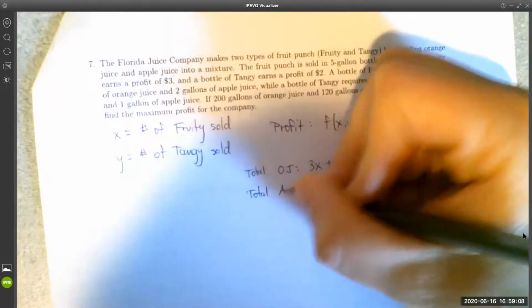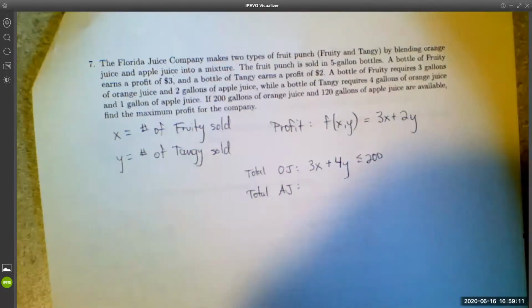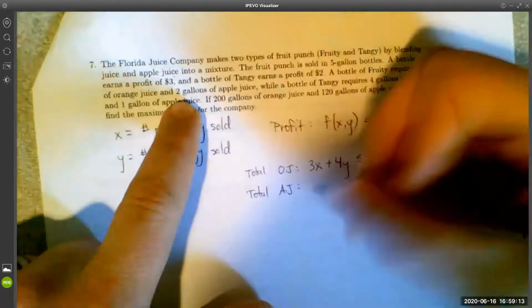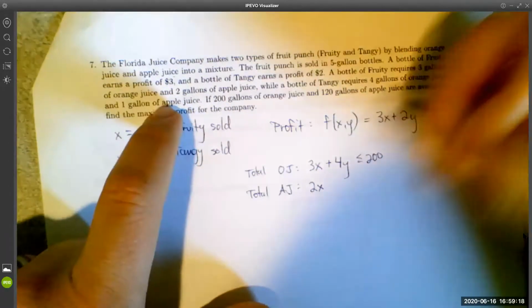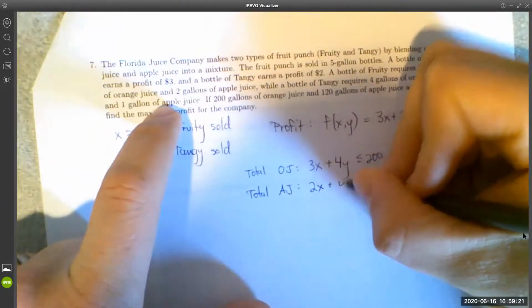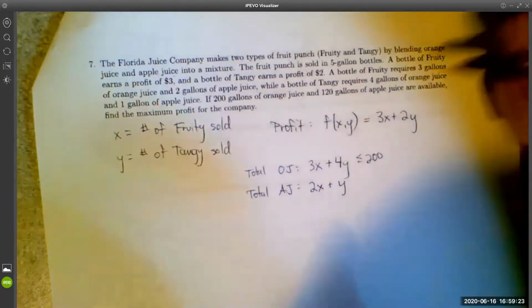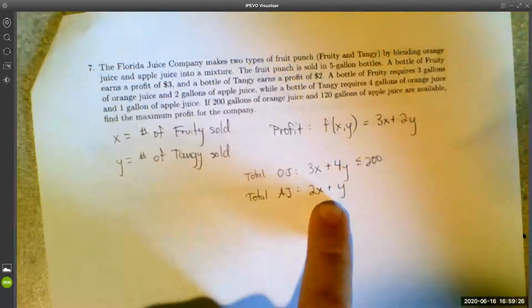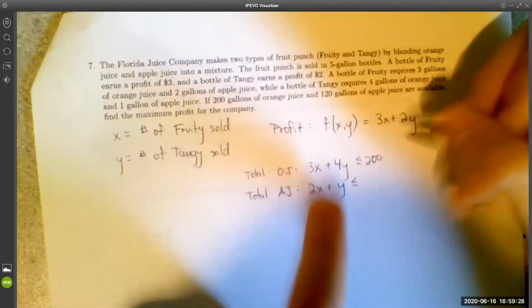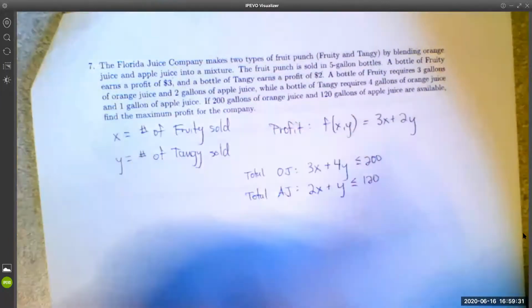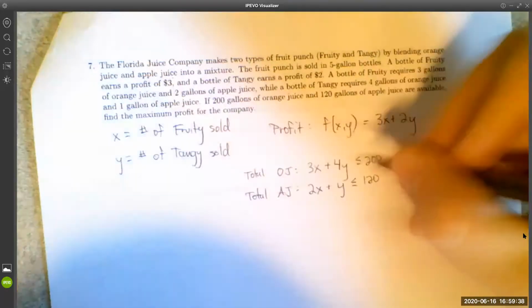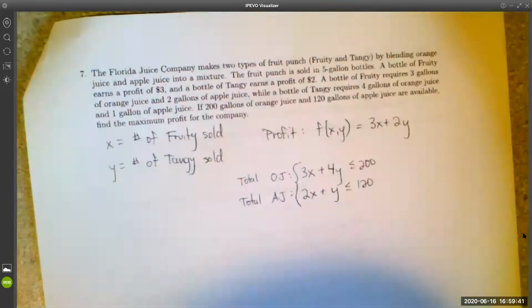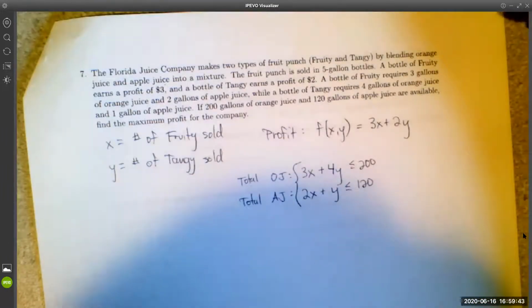Total amount of apple juice. Well, for the fruity variety, I need 2 gallons of apple juice, and I'm going to make x bottles of the fruity variety. For the tangy variety, I just need 1 gallon of apple juice. So that's the total amount of apple juice that I am going to use, and I need this to be less than or equal to 120, because I only have 120 gallons of apple juice available to me. Okay, so these are my constraints. Those are the constraints that I'm working with.